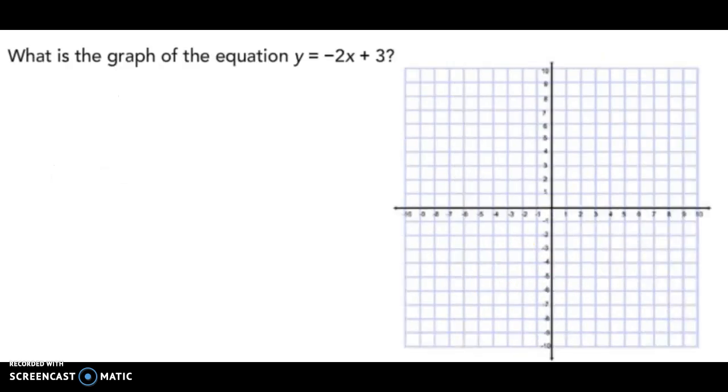Now this one says, what is the graph of the equation y equals -2x plus 3? Again, remember, we're going to graph our b value first, which is 3, and then we're going to graph our slope, which is -2. It helps if we put -2 over 1, so we realize it's rise over run. So first graph your b value, which is 1, 2, 3. Then from your b value, count down 2 units and over to the right 1 unit. This forms the graph of our given equation.